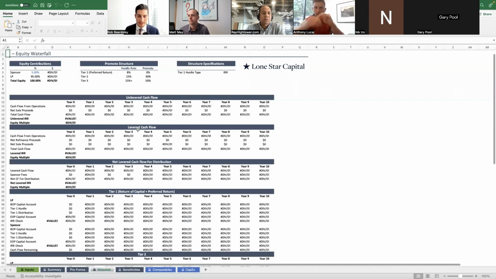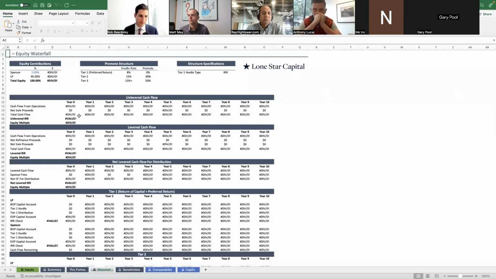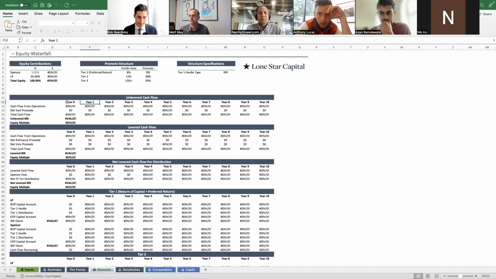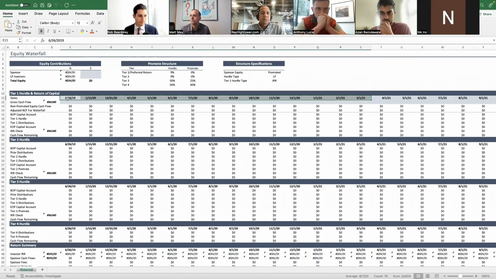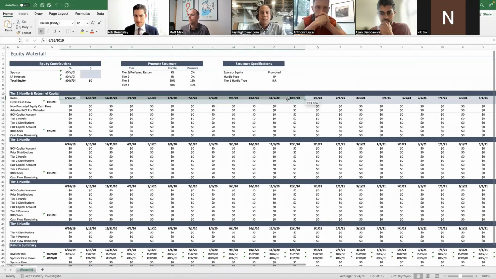However, this is not an XIRR waterfall or calculation because there's no dates. There's just simple years. So it's not as accurate per se, but of course, these are underwriting projections. So we're not actually trying to predict the future to the day, for example, which means just the regular IRR calculation is sufficient. However, with XIRR, we have the luxury of being able to assign dates to every cash flow, so we can be accurate to the day as it relates to these actual calculations.